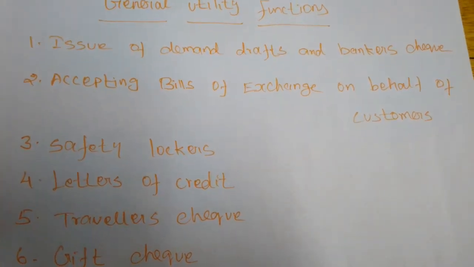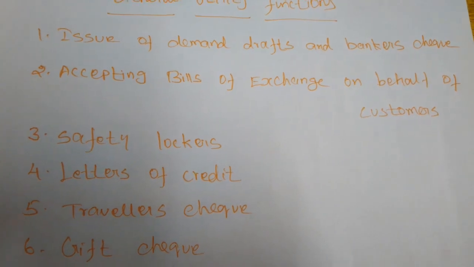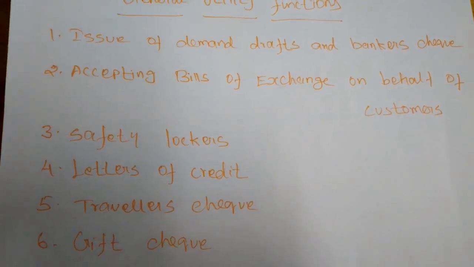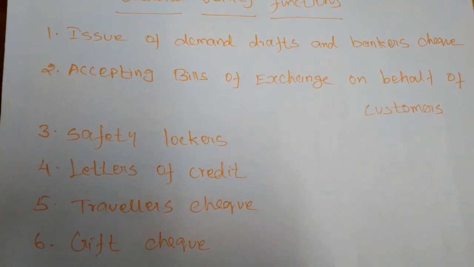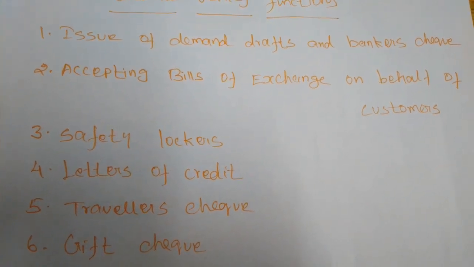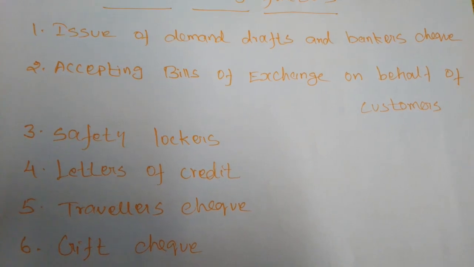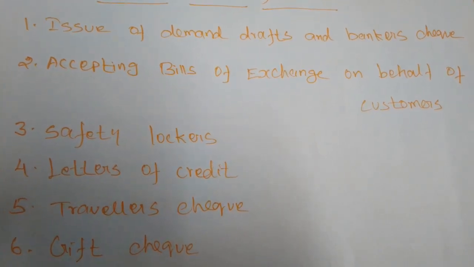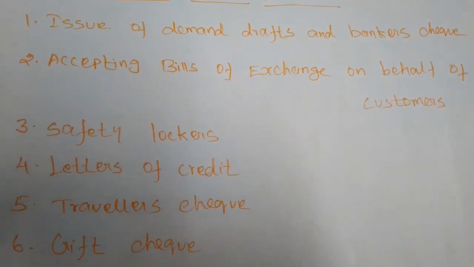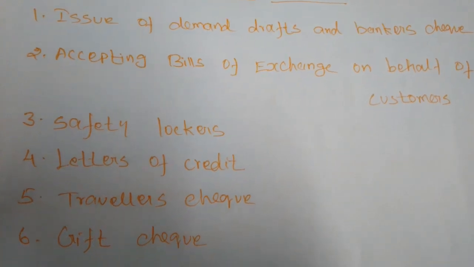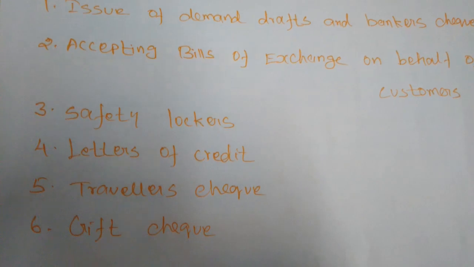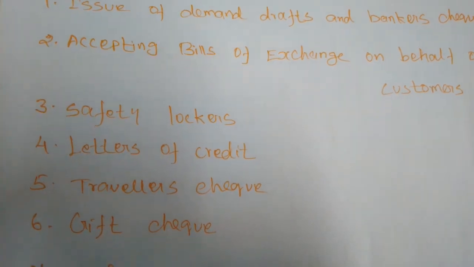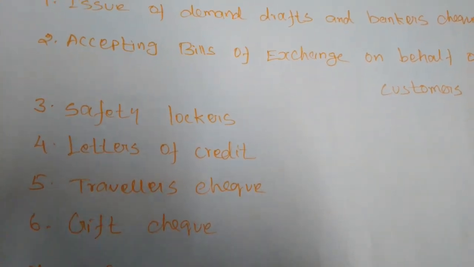Next, accepting bills of exchange on behalf of customers. Banks accept the bills on behalf of the customers and make payment to the foreign exporters. Bills may be debentures or bills of exchange. A bill of exchange is a document that enables exchange as money. Afterwards, the banks collect from the customers.